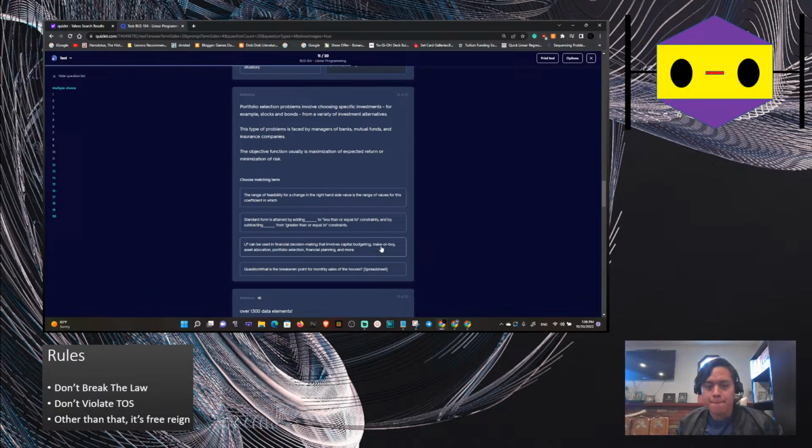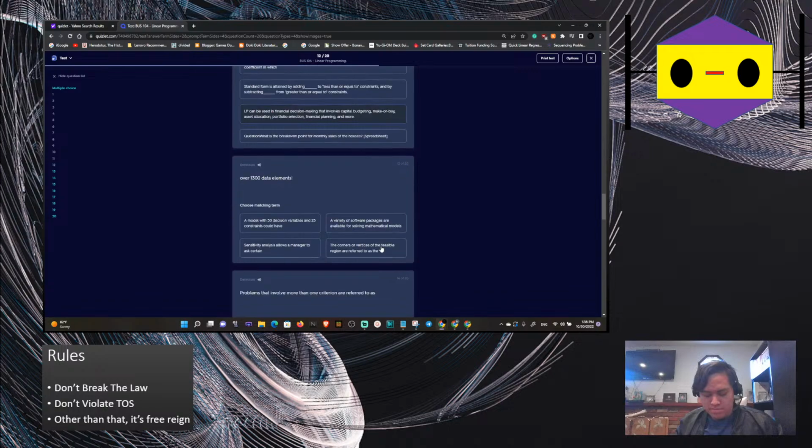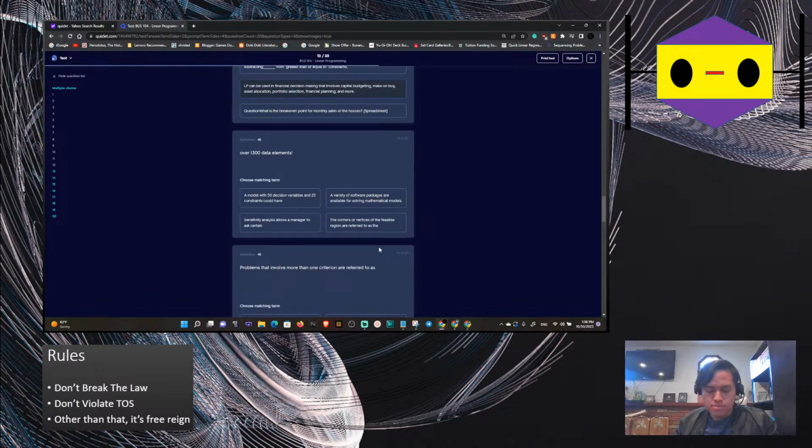Go with C. Yeah, I agree, because the other ones don't make sense. Over 1300 data elements. Oh, that's a model with 50 decision variables and 25 constraints. That's how many decision elements they have.